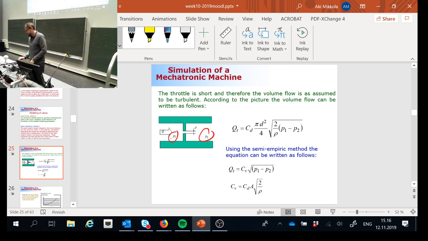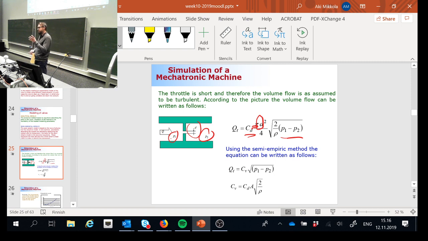Now, the analytical equation for that component can be written like this. Under the square root, you have the pressure difference, which dominates the behavior. Then I have the dimension of the component: D, the diameter of the drilling, then pi divided by 4. And then this is a discharge coefficient that is used to characterize this particular drilling.